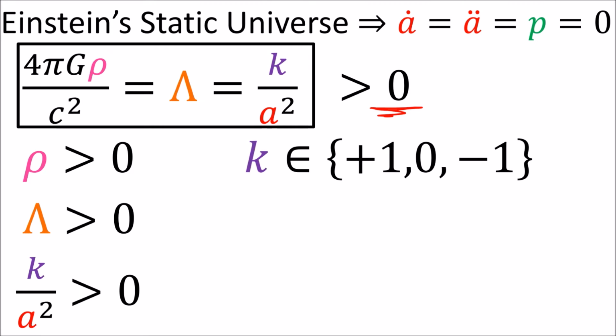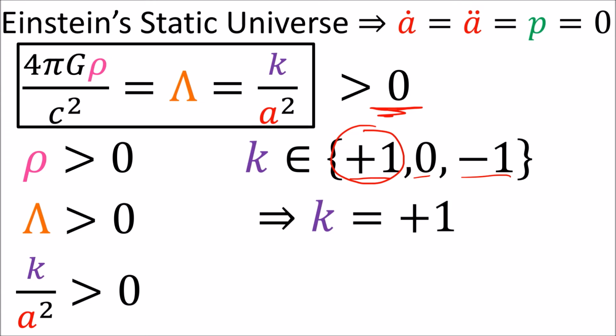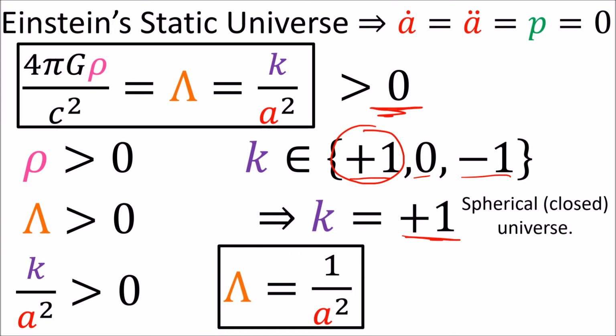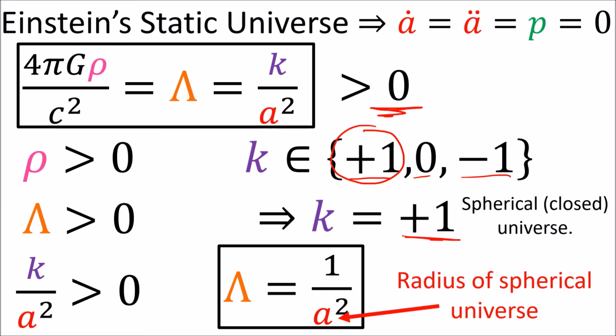We know that the curvature k only has 3 possible values, +1, 0, or -1. So since k is positive, that means it must be +1, meaning that the universe is spatially spherical. And if we go far enough in one direction, we'll end up back where we started. This also means the cosmological constant is inversely related to the square of the radius of the spherical universe. So Einstein's static universe is a universe with positive curvature and a positive cosmological constant.